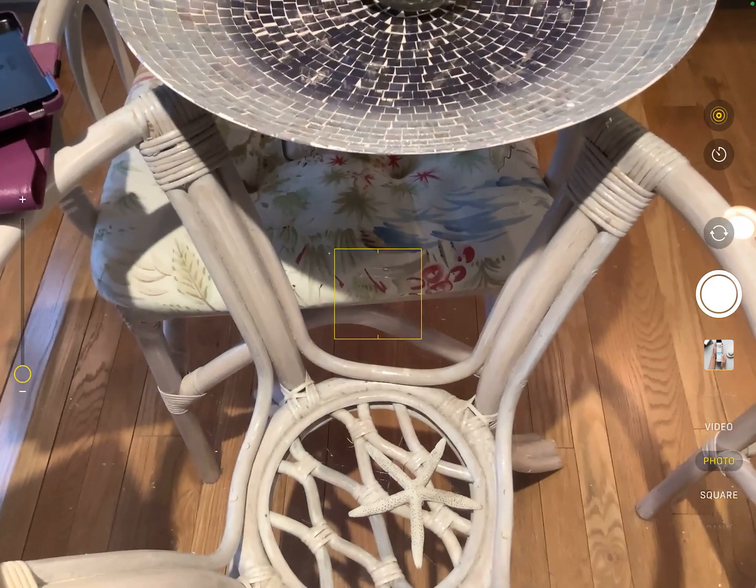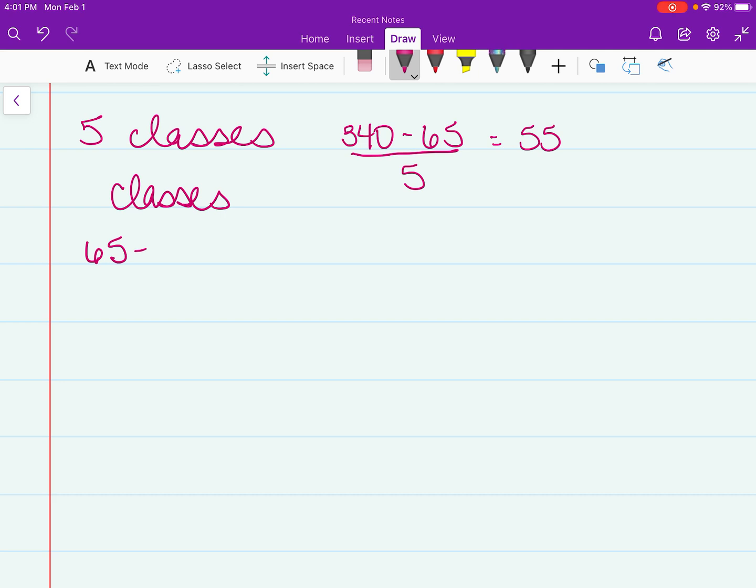So going back, at this point, we do the maximum minus the minimum divided by 5 equals 55. We're always going to round that up, so we'll round that up to 56. So my first lower limit is 65 because that's the minimum. If I add 56 to that, I get 121. That would make the upper limit on my first class 120.